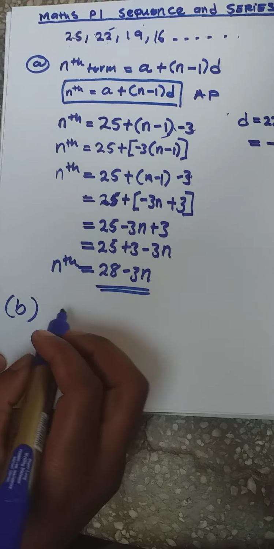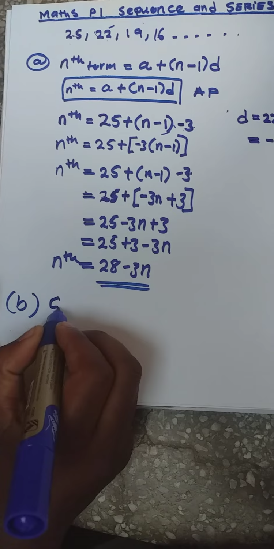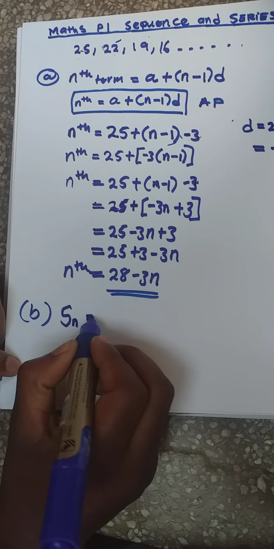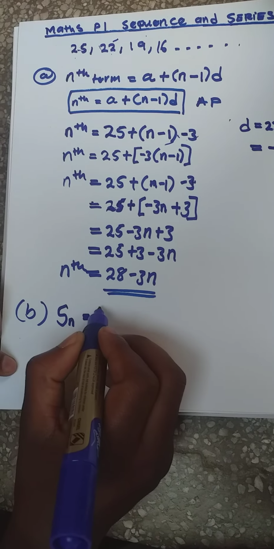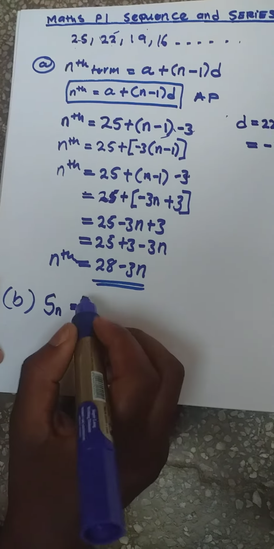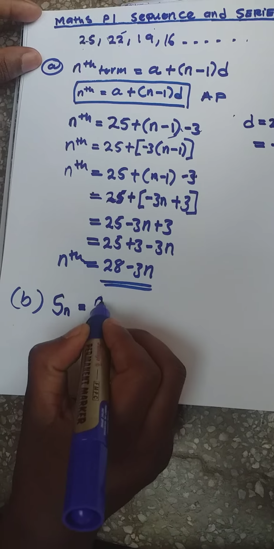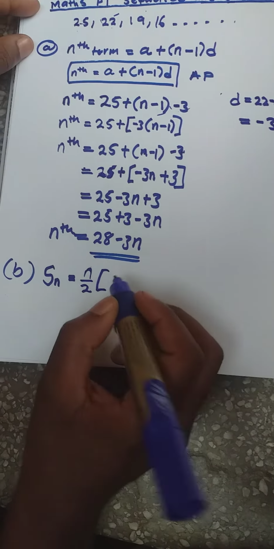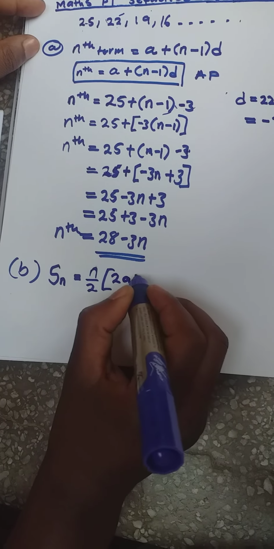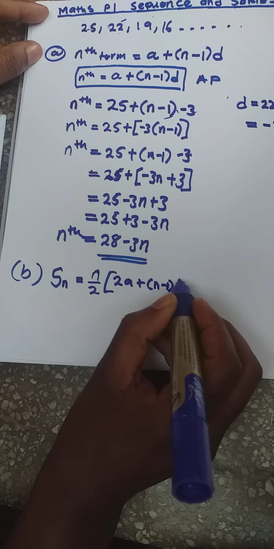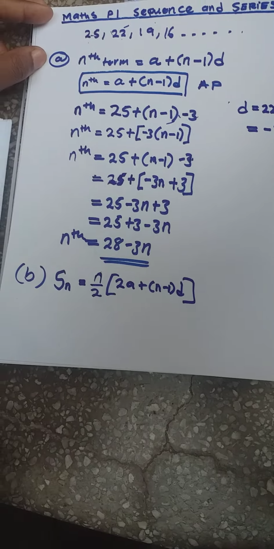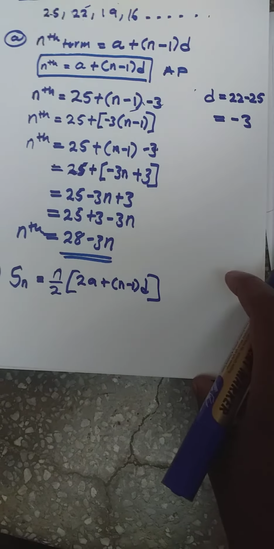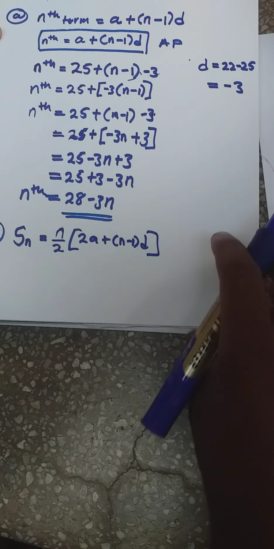So there's a formula that we use under arithmetic progression to find the sum of terms. The sum of n terms is equal to the number of terms divided by 2. You open brackets, then you say 2 times the first term plus n minus 1 multiplied by d. So this is the formula for finding the sum of any number of terms in an arithmetic progression.